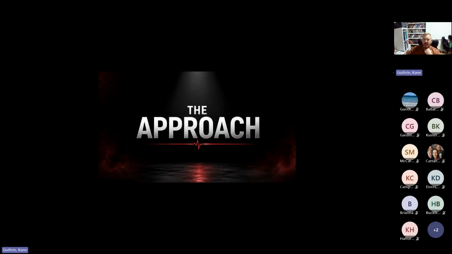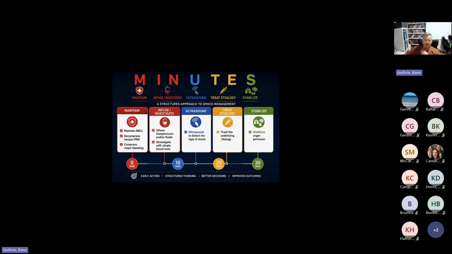So then what's our approach at the bedside for these patients? I've put this in the readings for this week. This is the guide called the MINUTES bundle. When you get a sick patient in front of you with signs of shock, the first thing we always want to do is assess the ABCs. We then want to look for those obstructive causes early, things like pneumothorax and cardiac tamponade.